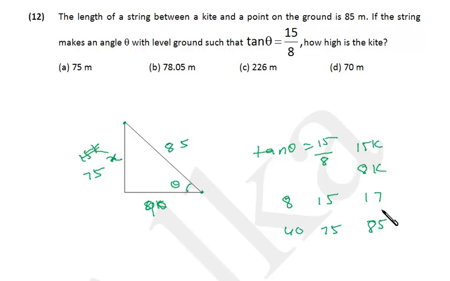This is a basic Pythagorean triplet, and its common multiples will also satisfy the Pythagoras theorem. So 17 into 5, 15 into 5, and 8 into 5. So this is 40, 75, and 85. Now how high is the kite? That is 75 meters. So basic knowledge of Pythagorean triplets will help you to solve the problems faster.